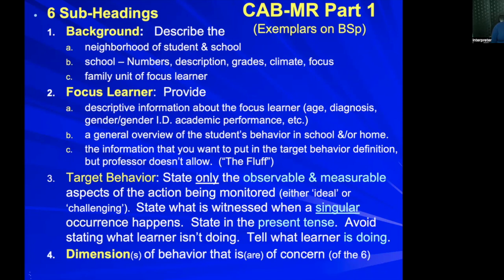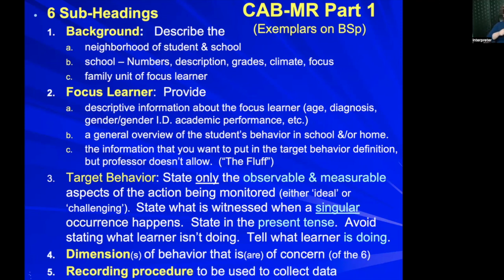Yeah, you will also be identifying in part 1 the dimension of the behavior. What aspect of this student's behavior makes it different from the way other kids display that behavior? Is it how often it happens? Is it how long it happens? Is it the way that it's done? Okay. You'll be discussing the dimension.